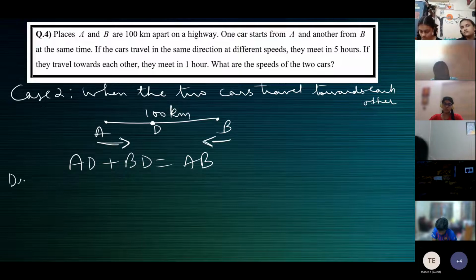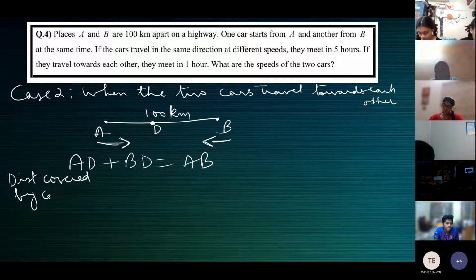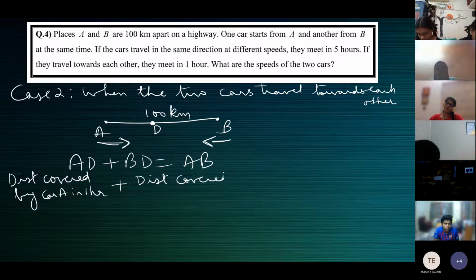So AD is the distance covered by car A in 1 hour, plus what is BD? BD is the distance covered by car B in 1 hour, and it is equal to AB. What is AB? 100.